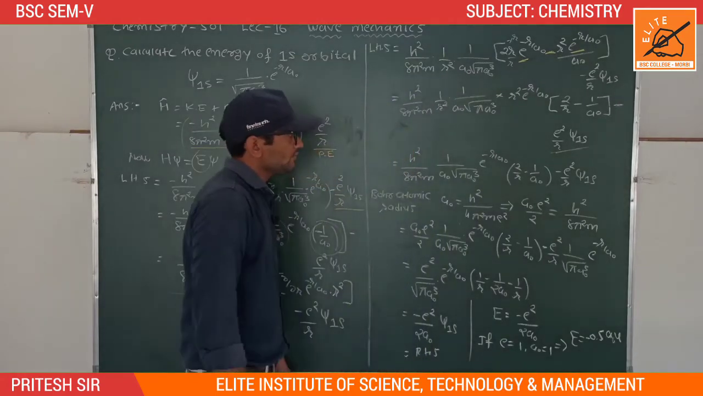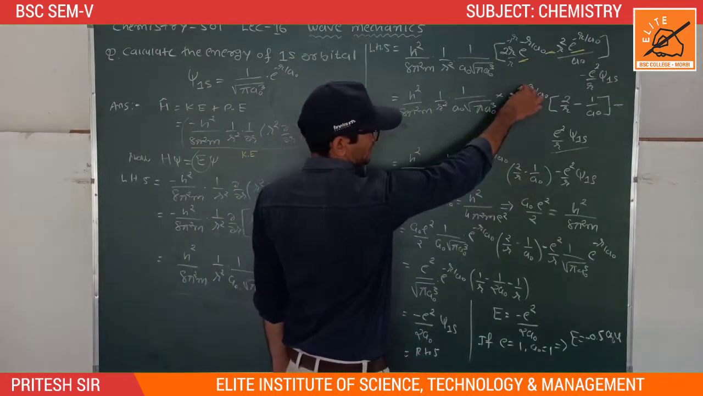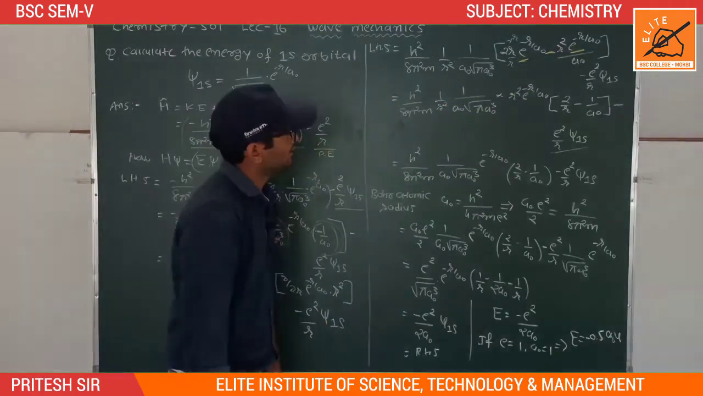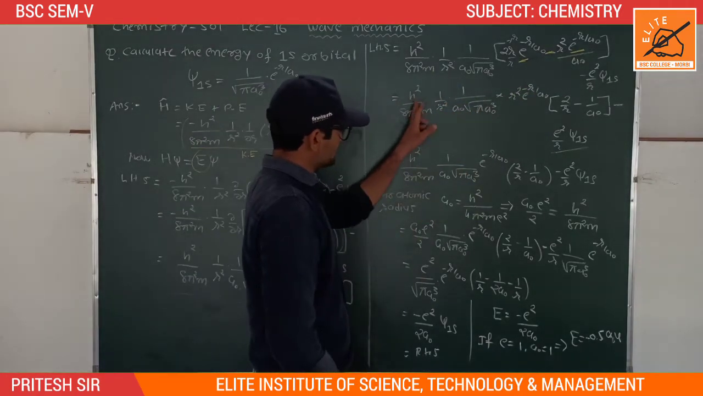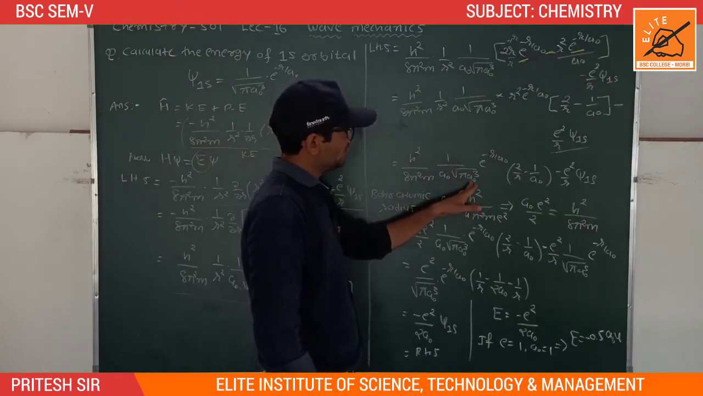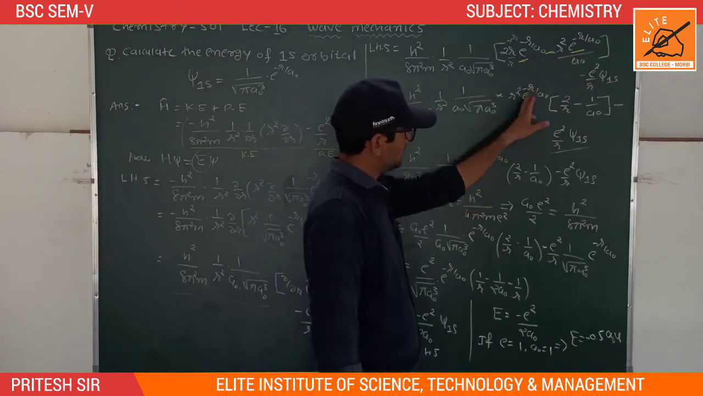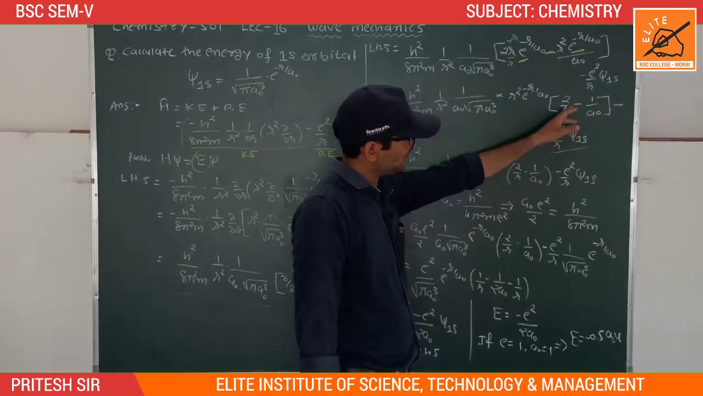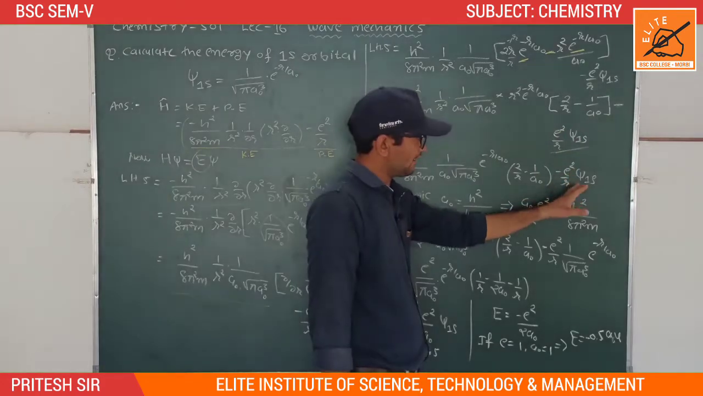Now r square and this r square both cancel out, and the remaining term is h square upon 8 pi square m into 1 upon a0 under root pi a0 cube into e to the power minus r upon a0 into 2 upon r minus 1 upon a0 minus e square upon r psi 1s.